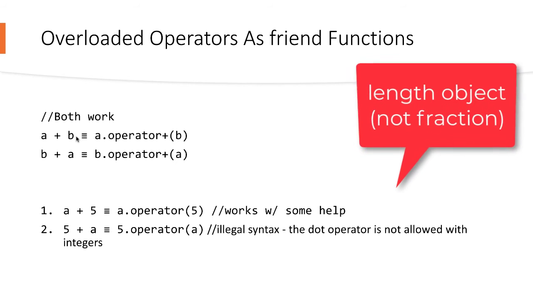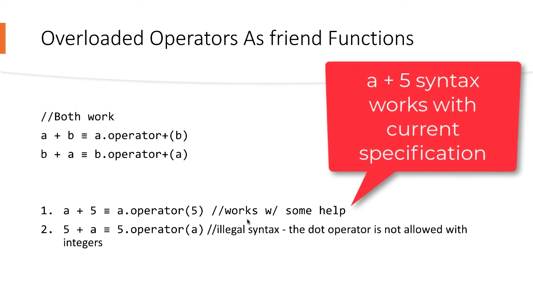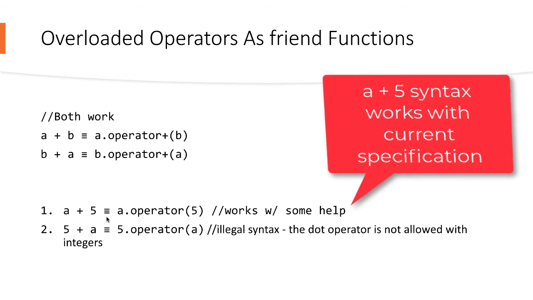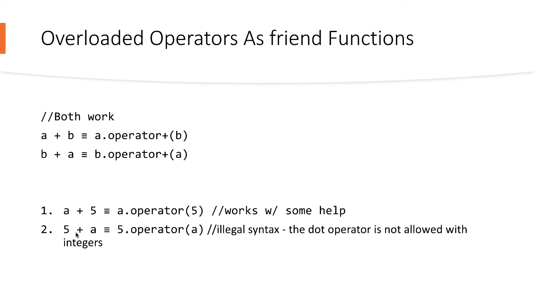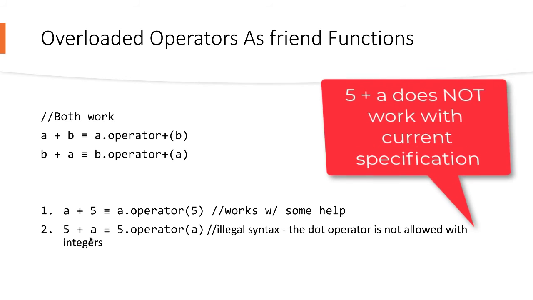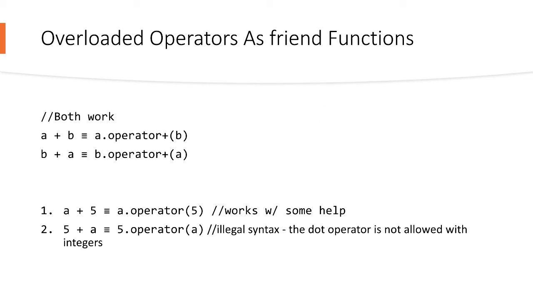Say we wanted to add just 5 to our fraction class, or to a fraction object. Using a dot operator and then passing in that 5 as the explicit argument, it works. You have to implement what's happening inside of that function, but this syntax is not a problem. The problem comes when we want to use 5, an integer, as our implicit argument and a as our explicit. Say you want to do 5 plus fraction as opposed to fraction plus 5. This is illegal syntax because the dot operator is not allowed to be used with integers.